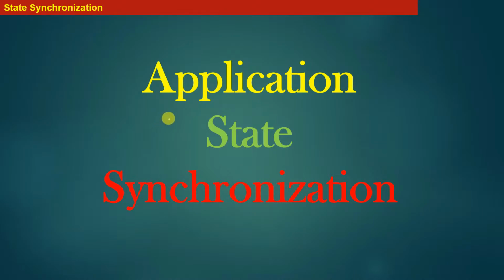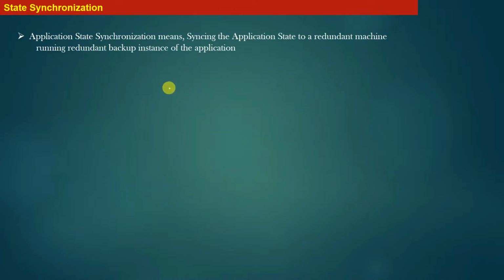So guys, welcome back. In this module, we are going to study application state synchronization. So what is application state synchronization? Application state synchronization means syncing the application state to another machine, which is called a redundant machine, and that redundant machine is running a redundant backup instance of the application, right?